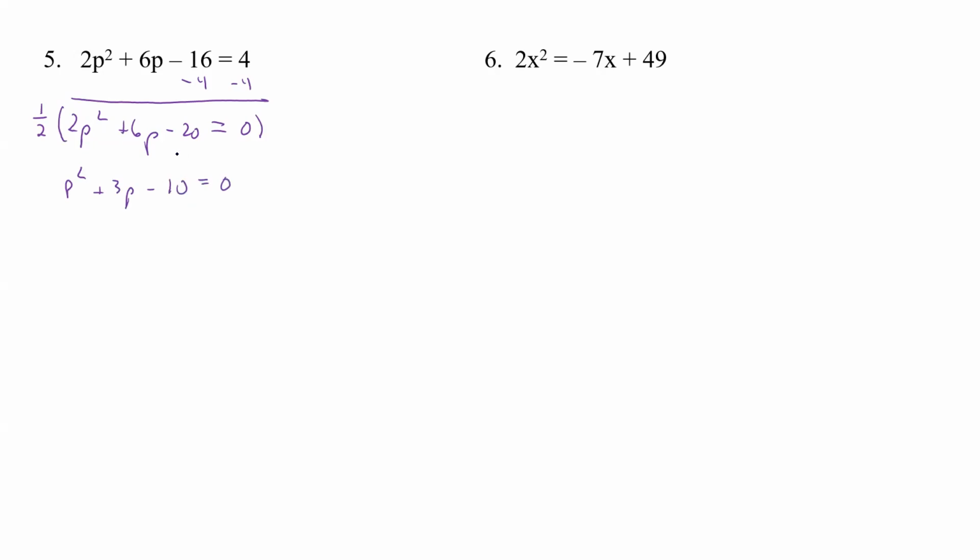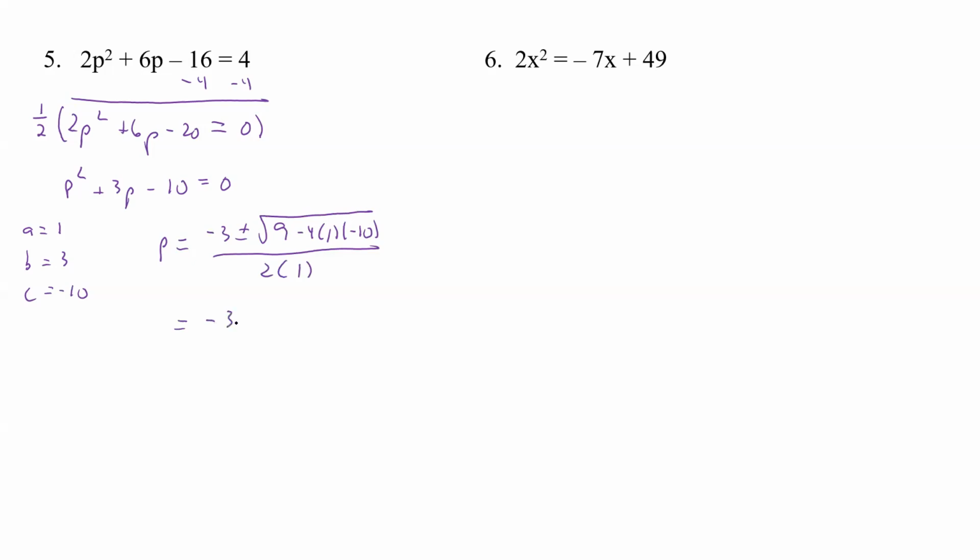Now this is another one where I could easily factor this and have the answer right away, but we're going to use the quadratic formula. And so a equals 1, b equals 3, and c equals negative 10. And so we're working with p, so p is equal to negative 3 plus or minus the square root of 3 squared, which is 9, minus 4 times a times c, all over 2 times a, which is 1.